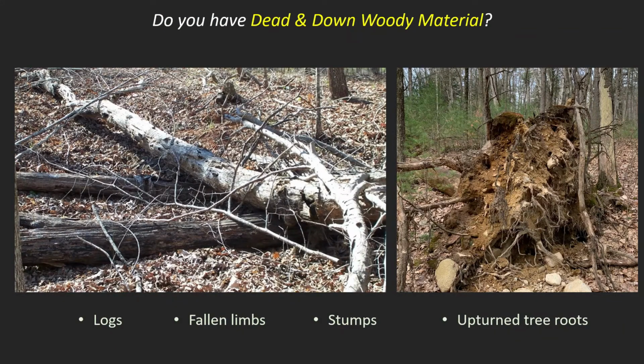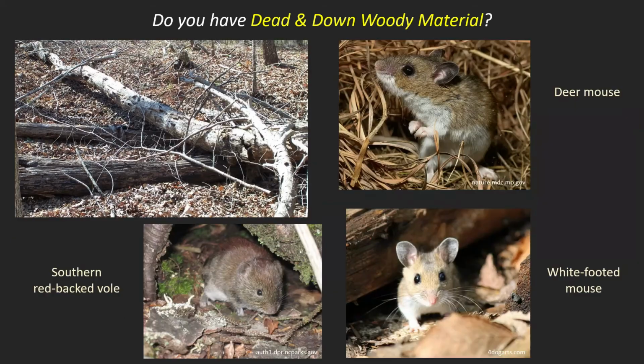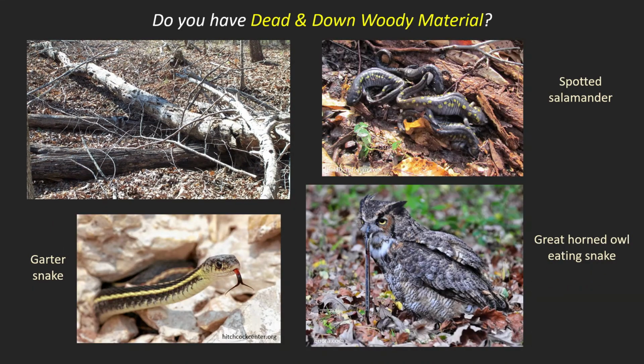Do you have dead and down woody material on your property, such as logs, fallen limbs, stumps, and upturned trees? Many small mammals spend a large amount of their time within, under, or near coarse woody material in forested habitats to avoid predators. Many amphibians and snakes also use coarse woody material and other objects as cover from predators. Snakes are here hunting too, but they themselves are also vulnerable to predators such as hawks and owls if they venture too far from cover.